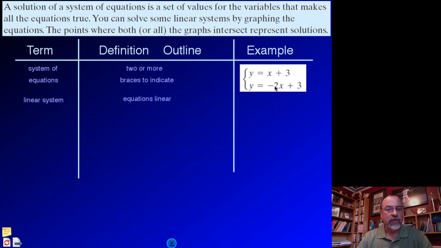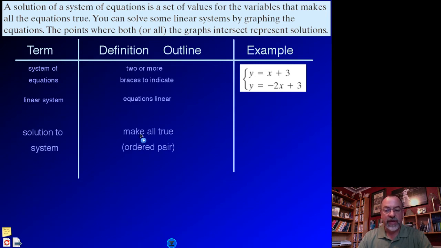Graphically, what does that look like? What does it look like when you have a point that you could substitute into each equation and make that true? Well, what that means is that that particular point is on both of those lines. Well, how can a point be on both lines? Well, only if it's the point of intersection. So graphically, we're looking for the intersection point, and that's going to be the solution to the system.